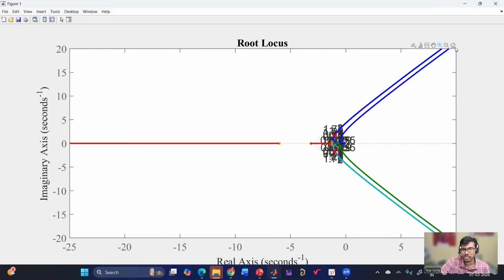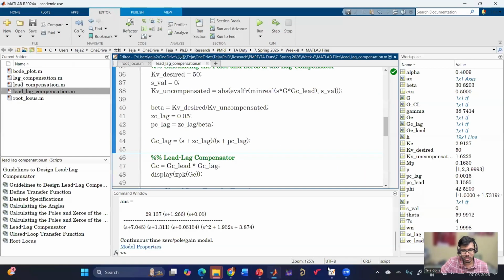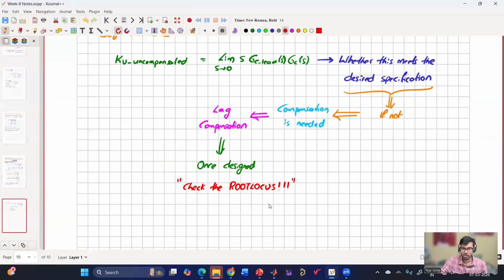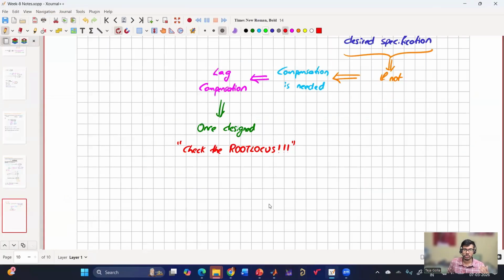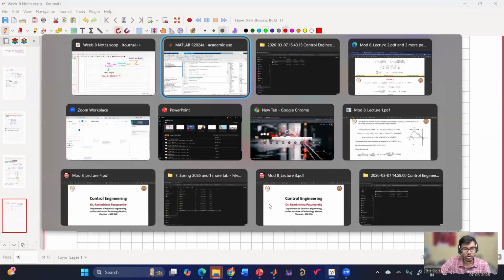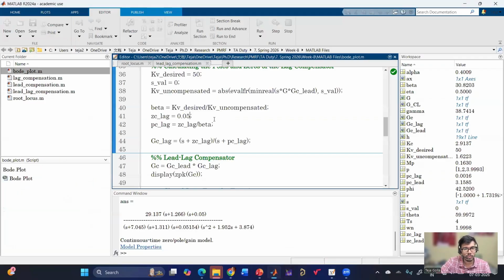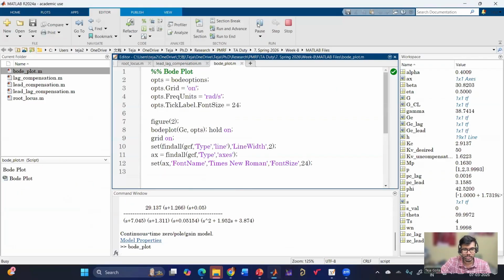Yeah. So this is all about lead lag compensation. So this is the overall design. So we have understood lead, we have understood lag, and then we have understood lead lag also. So now let me draw the Bode plot of the lead lag compensation.